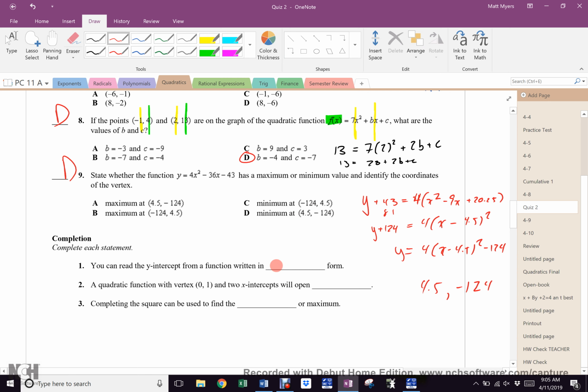You can read the y-intercept from a function written in what form? Standard. A quadratic function with a vertex at 0, 1, and 2 x-intercepts will open where? Down. Because there is 0, 1, right? And for it to have x-intercepts, it would have to go down. It would be a sad parabola.